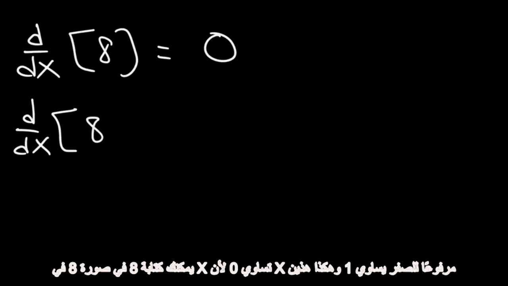Now what about the derivative of a constant? The derivative of any constant is 0. Now one way that you can remember that is you can write 8 as 8 times x to the 0, because x to the 0 is 1. And so these two, they're the same.